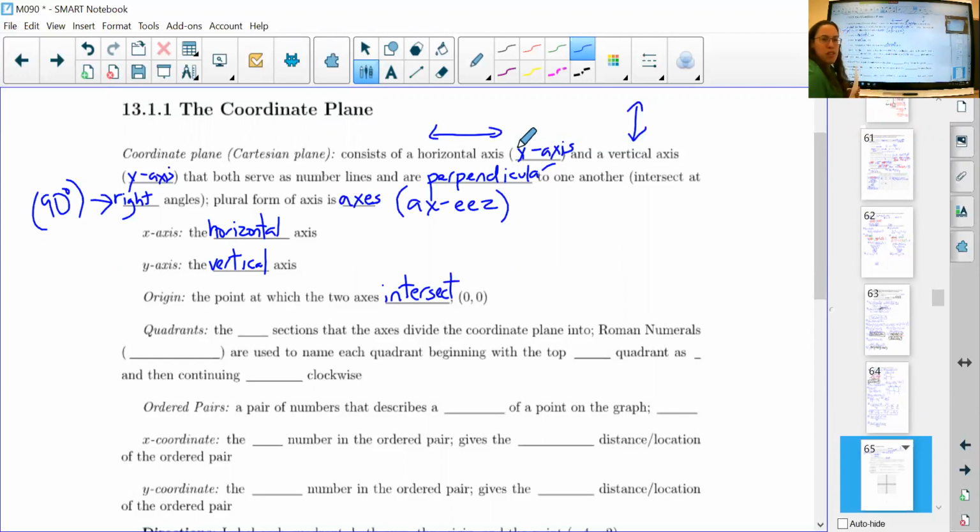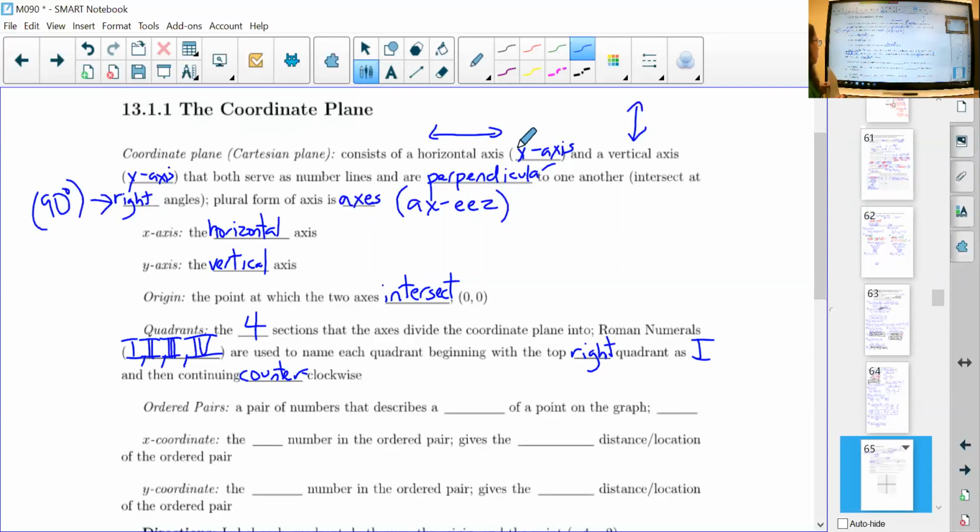And we have 4 quadrants, quad meaning 4, so that makes sense. 4 sections that the axes divide the coordinate plane into. We use Roman numerals for them, so I, II, III, and IV. And we start with the top right quadrant. We don't start on the left, we start with the right, because those are all the positives, those are kind of the nice ones. So the top right quadrant is 1, and we continue counterclockwise.